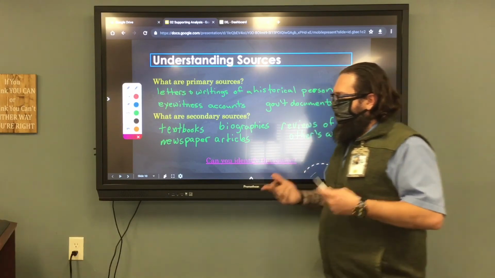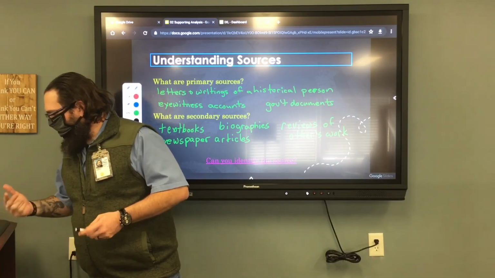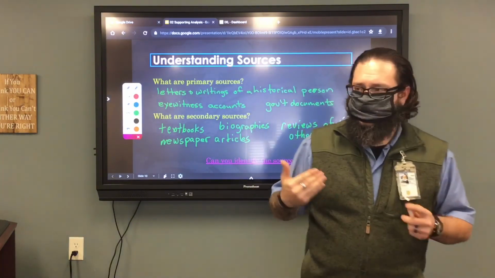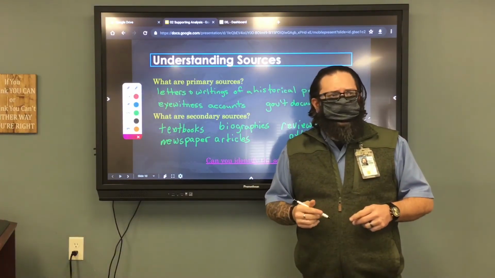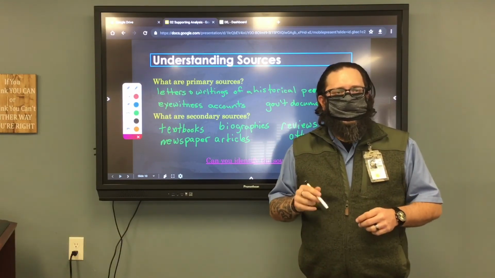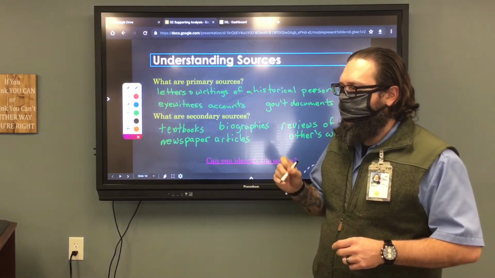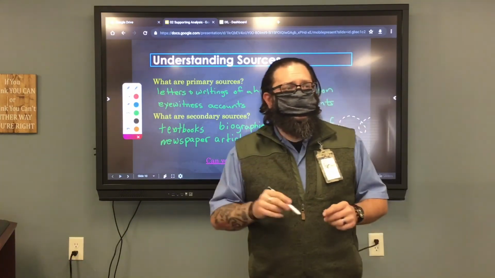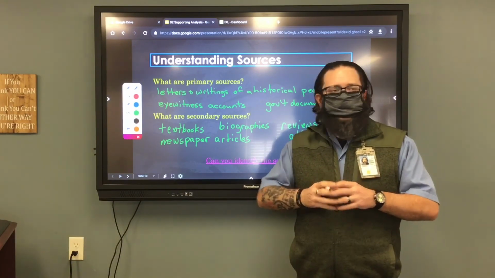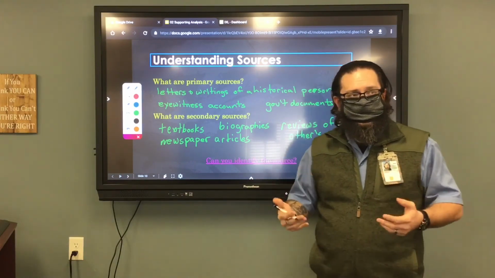So what's the big deal about sources? Why is it so important to know what they are and to be able to identify the differences between them? In order to do effective analysis, we need to be able to consult both primary and secondary sources and be able to identify the difference between the two in order to formulate our own claims and ideas.